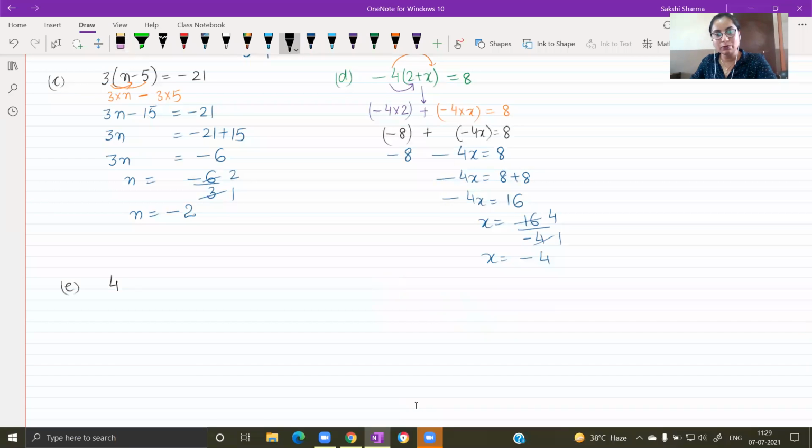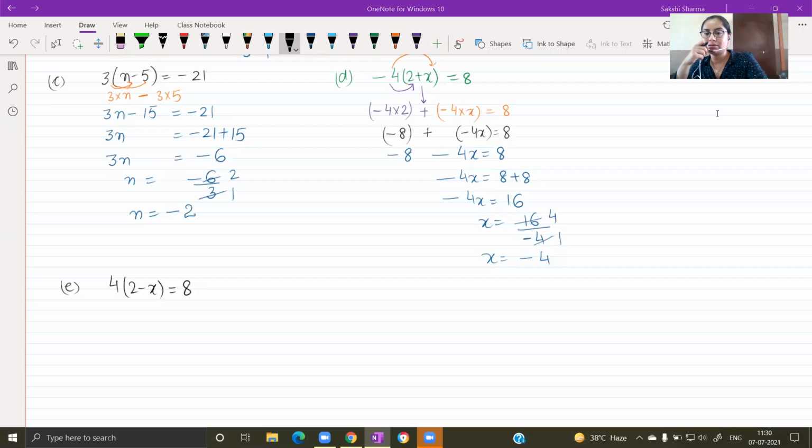E part, we have 4 multiplied with 2 minus x equals to 8. Applying distributive property. Yes, you can change the order, Sia. If you want to change the order and solve the equation, you can do that.